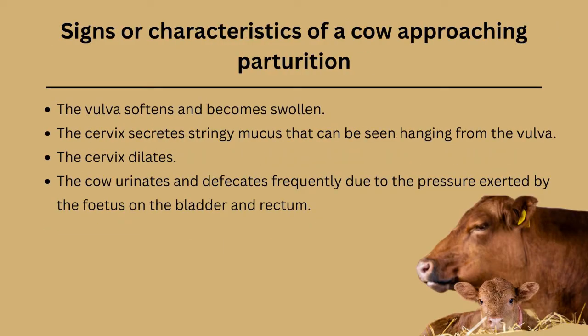Signs or characteristics of a cow approaching parturition. The vulva softens and becomes swollen. The cervix secretes stringy mucus that can be seen hanging from the vulva. The cervix dilates. The cow urinates and defecates frequently due to the pressure exerted by the fetus on the bladder and rectum.